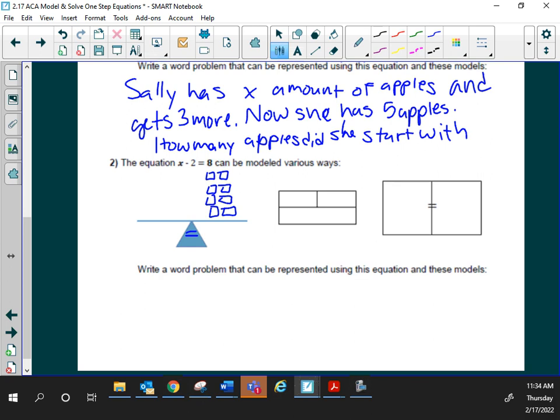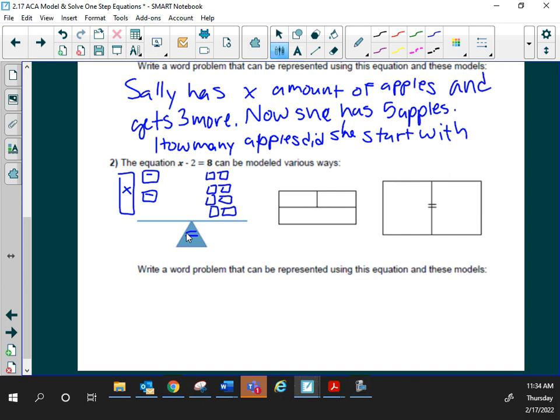Okay, and then the X minus 2. Hopefully you remember the X is that long stick. And then for minus 2, we're going to do negatives. Very good. So we're going to have 2 negatives. I'm going to put that negative symbol in there. Okay? So my goal is to get X by itself.